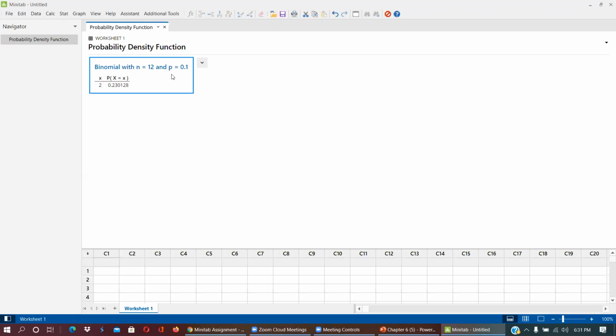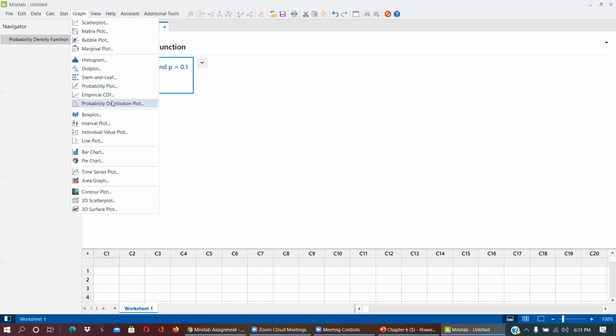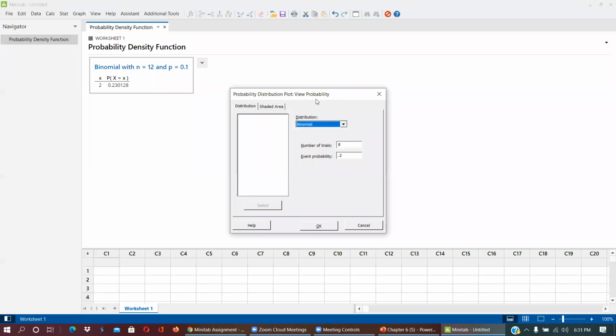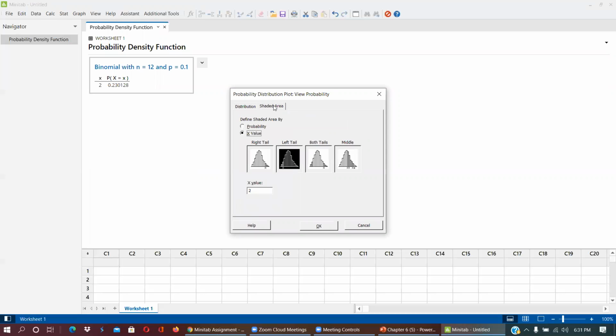If you understand this, let me explain it in this way also. Look into this. The number of trials is 12, the event probability is 0.1, and we would like to see the probability value for x equal to 2. Now, left tail, right tail.